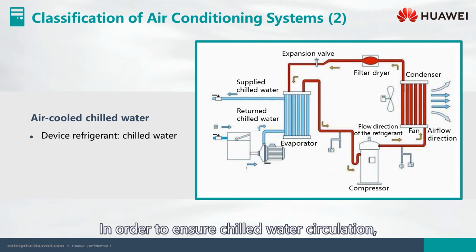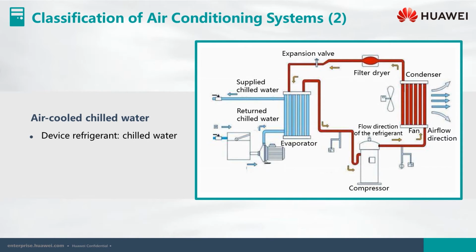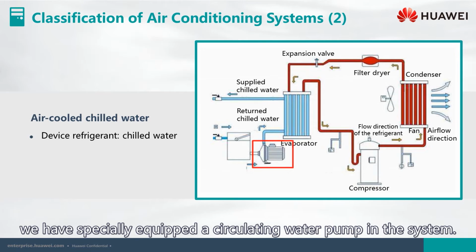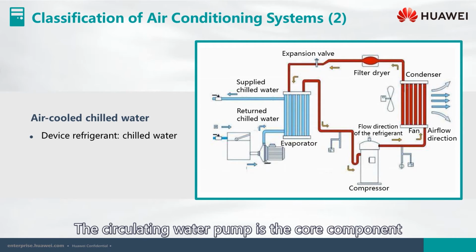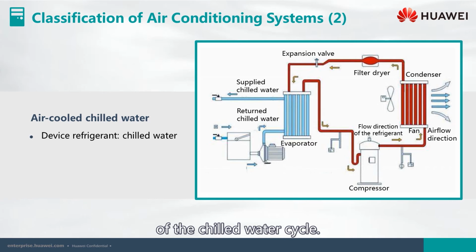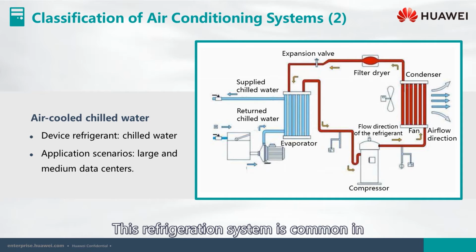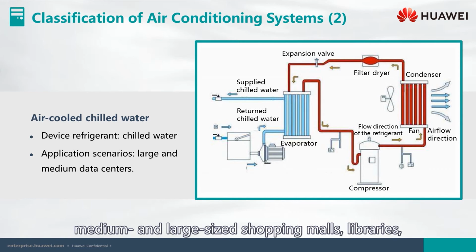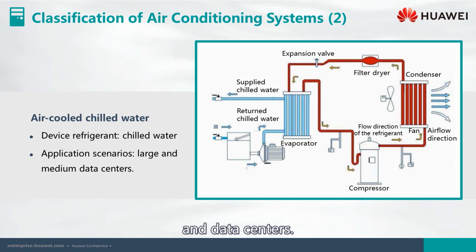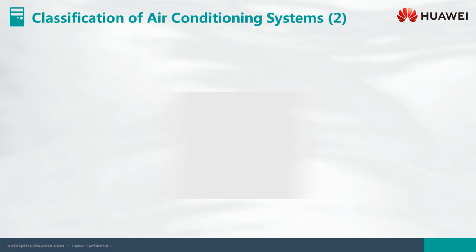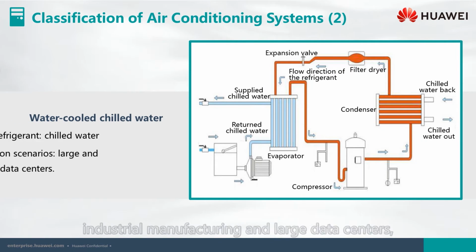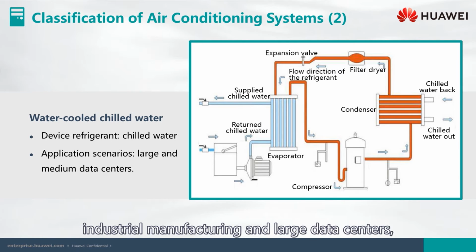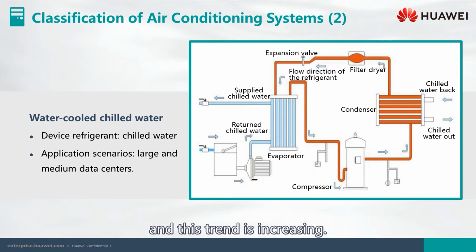In order to ensure chilled water circulation, we have specially equipped a circulating water pump in the system. The circulating water pump is the core component of the chilled water cycle. This refrigeration system is common in medium and large-sized shopping malls, libraries, and data centers. The water-cooled, chilled water system is widely used in industrial manufacturing and large data centers, and this trend is increasing.